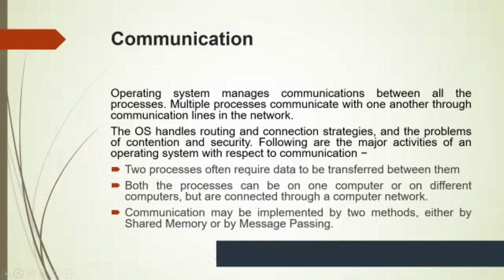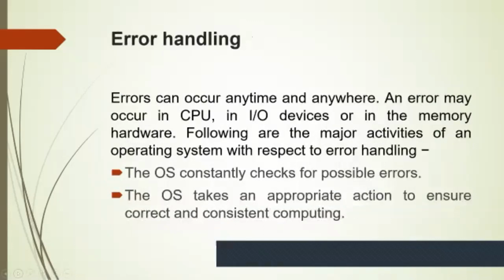Error handling. Errors can occur anytime and anywhere. An error may occur in the CPU, in I/O devices, or in memory hardware. These are the major activities of the operating system. The operating system constantly checks for possible errors. The operating system takes appropriate action to ensure correct and consistent computing. Consistent computing means the result is correct. It should not be reflected in an incorrect manner.